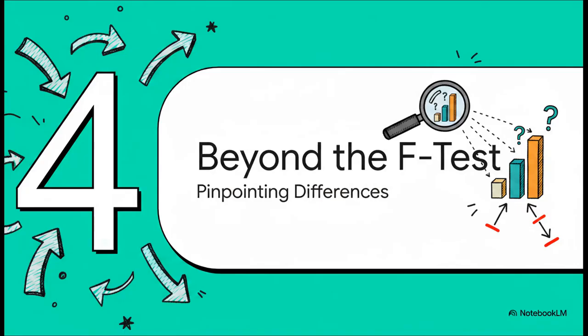So that's what happens when the p-value is big. But what about when it's small? What happens when we do reject the null? A significant F test is kind of like a fire alarm. It tells you there's a fire somewhere in the building, but it doesn't tell you which room. That's where post-hoc tests come in. They're the firefighters who go room by room to find the source.